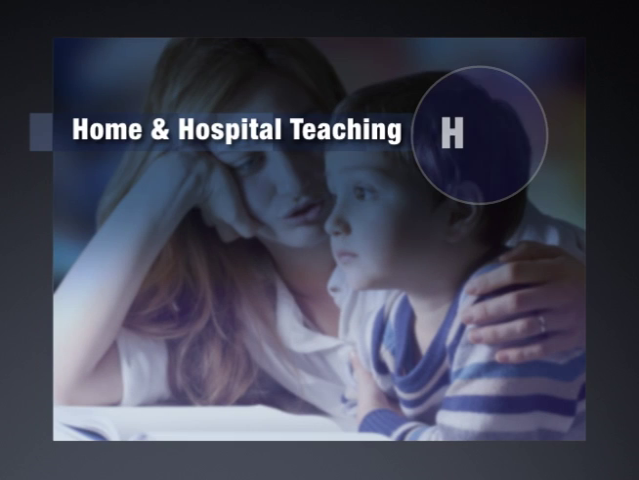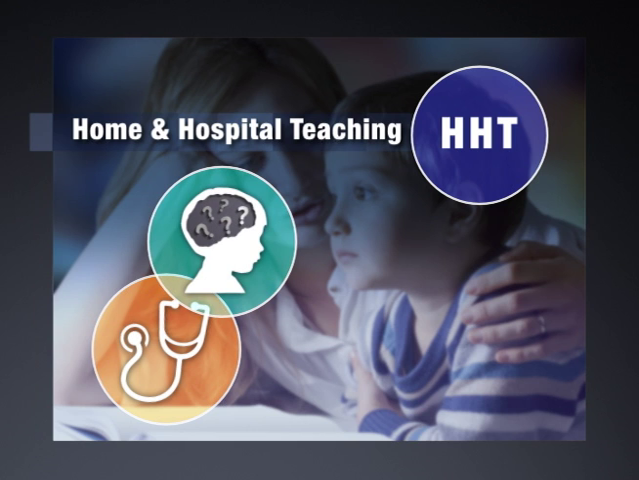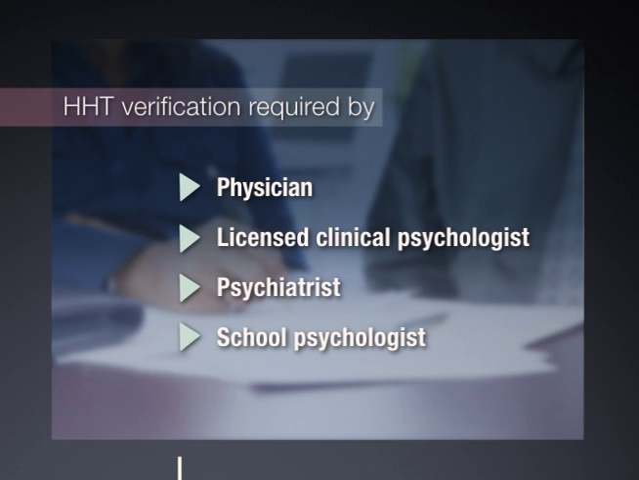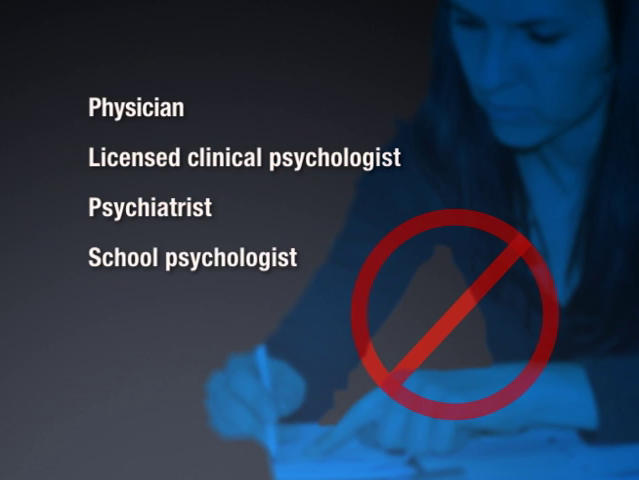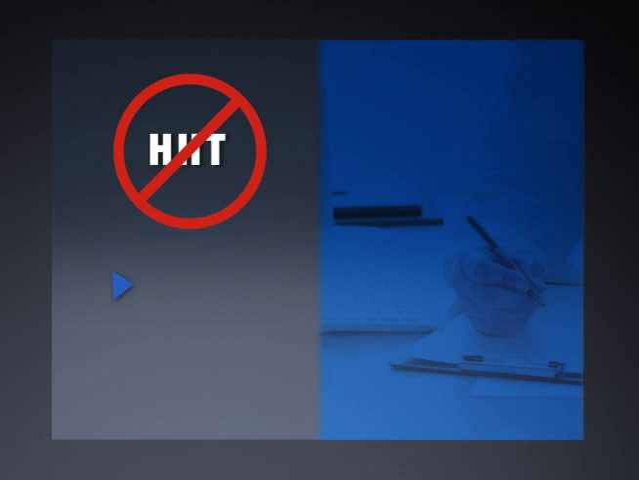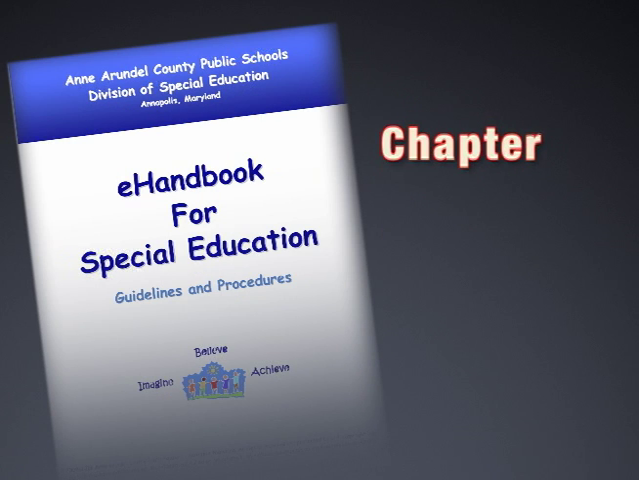Home and hospital teaching, or HHT, is available for students who have a medical or emotional condition that prevents them from attending school. The request for home and hospital teaching must be verified by a physician, a licensed clinical psychologist, a psychiatrist, or a school psychologist. No other mental health professional is permitted to recommend HHT. The services are determined by the IEP team once proper documentation is received. HHT is not available for disciplinary purposes or for disagreement over placements. For more information, refer to the Anne Arundel County Public Schools e-Handbook for Special Education.